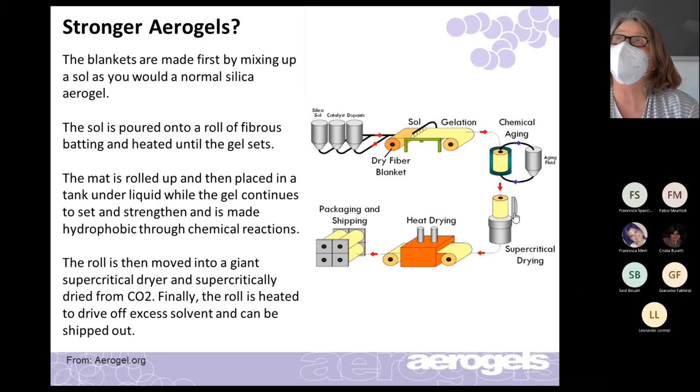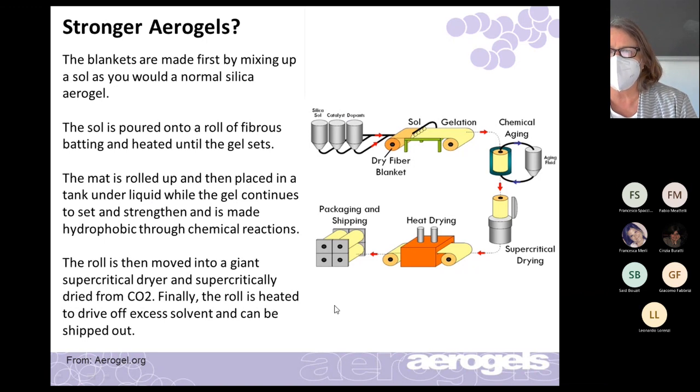I've seen pictures of these big pressure vessels. They do some aging, and they do carbon dioxide supercritical drying. They remove the solvent because they have a big system, and then they dry it and roll it onto these rollers and ship it. So it's an interesting approach to making aerogels.